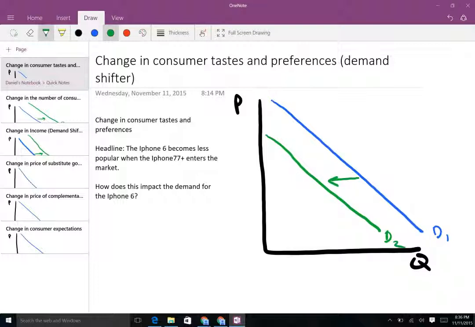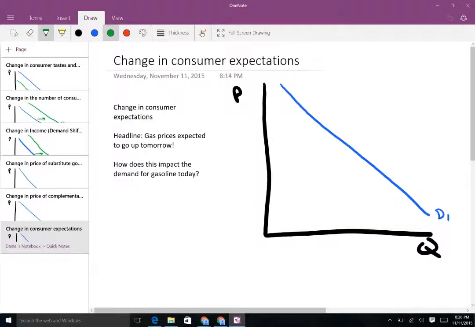All right, our fourth shifter, a change in consumer expectations. All right, so this is basically the idea that consumers are going to buy now or buy later, depending on what they expect to happen. So here's our fake headline. Gas prices expected to go up tomorrow.